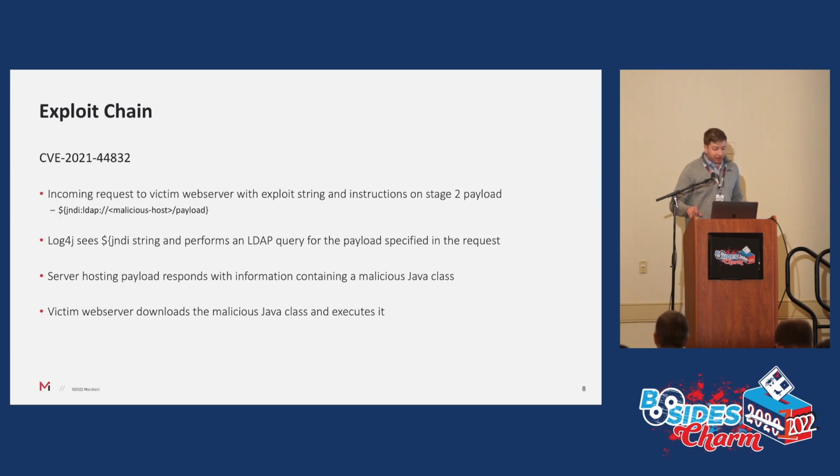So Log4j sees this JNDI string and makes that LDAP query, and basically pulls the payload in the request. The server that's hosting that payload would respond with the information, containing a malicious Java class. In particular, this payload, this kind of file right here, would be hosted on the malicious host. And then basically the victim web server would download that malicious Java class and execute it.